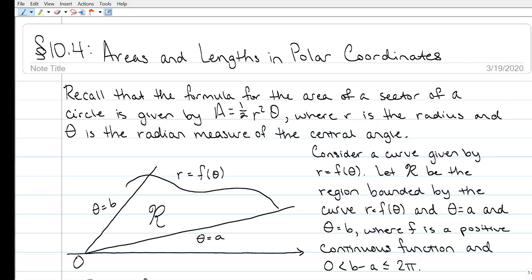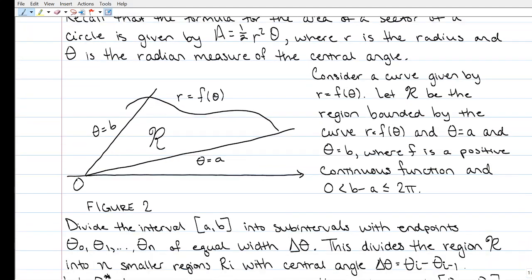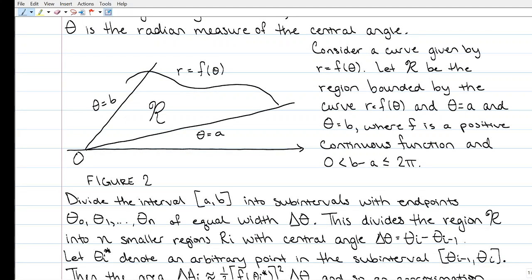Consider a curve given by r equals f of theta. Let script R be the region bounded by the curve r equals f of theta, and theta equals a and theta equals b, where f is a positive continuous function, and 0 is less than b minus a is less than or equal to 2 pi. You can see an illustration of this in figure 2.